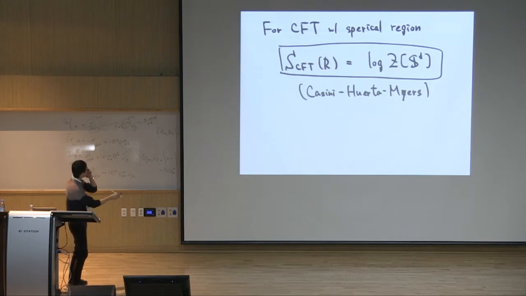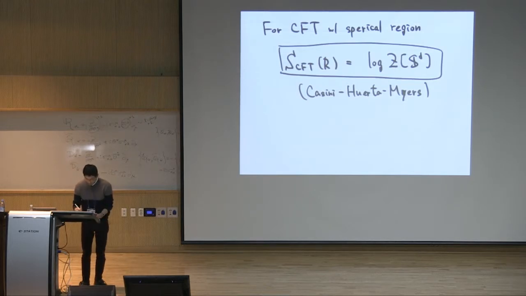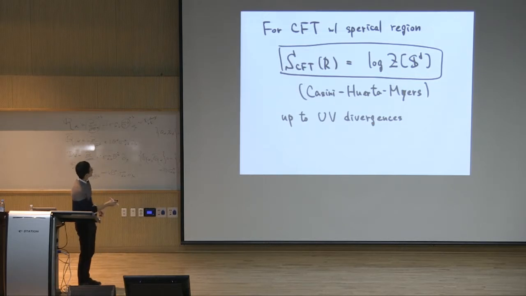This is surprising because on the left-hand side you calculate entanglement entropy, and on the right-hand side you are calculating the Euclidean partition function. Of course, if you use the replica trick and conformal symmetry, you can derive this equality, but it is highly non-trivial. This equality holds up to UV divergences. The correct statement is that if you pick up the universal part on both sides, then they agree. This is a precise statement.